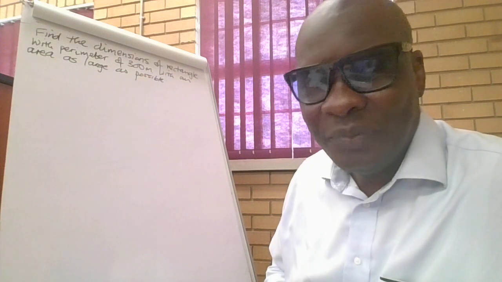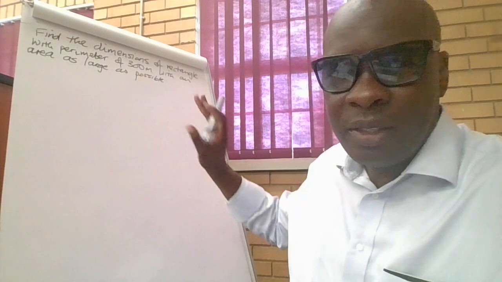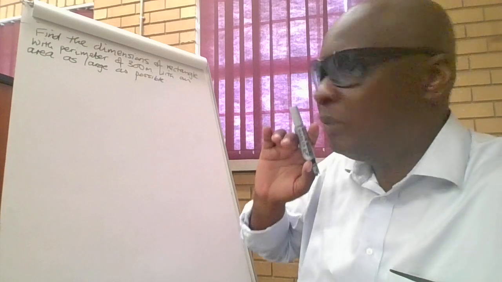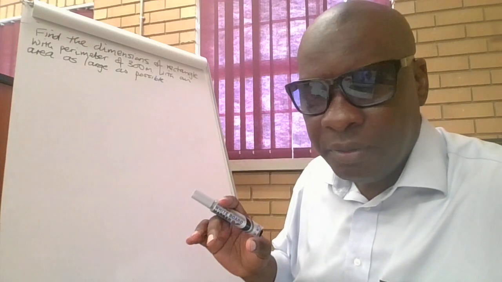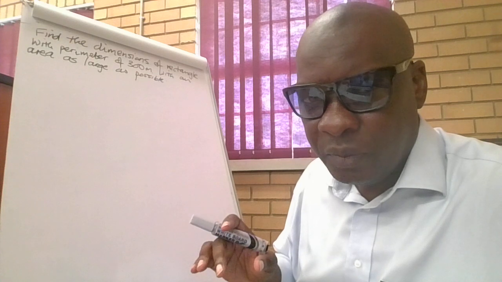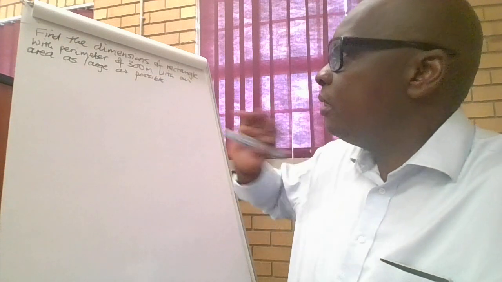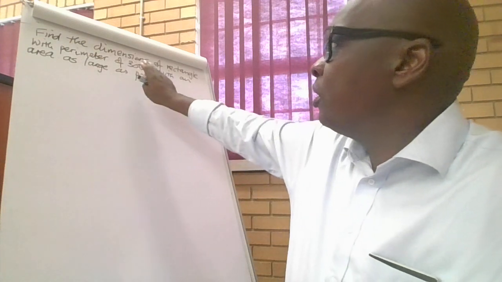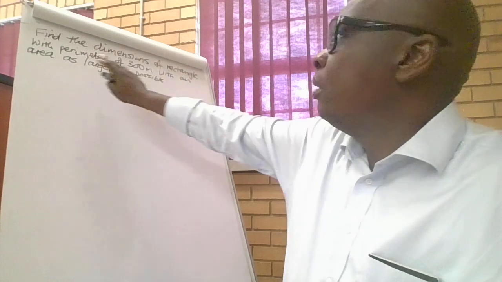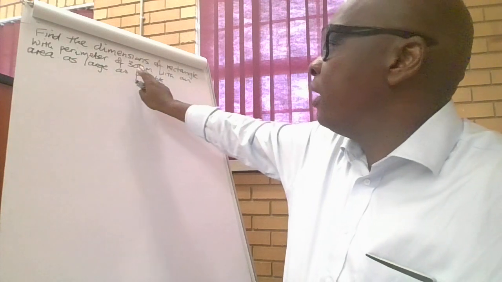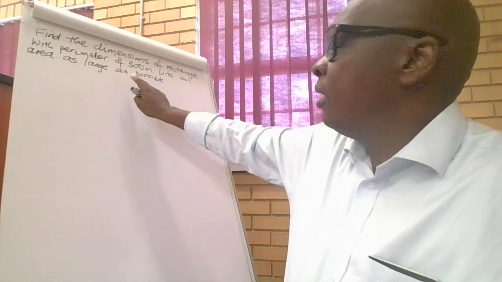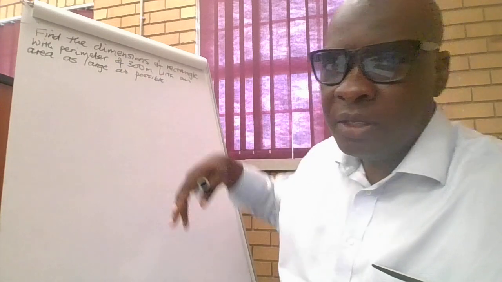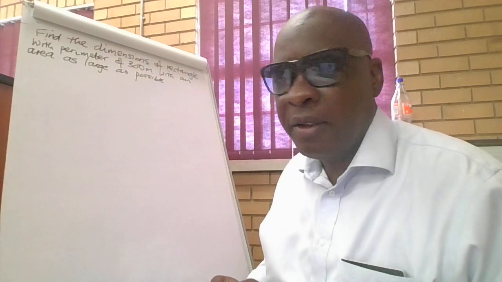Okay, we want to look at this problem here, which involves the application of derivatives. Now, the question reads, find the dimensions of a rectangle with a perimeter of 300 meters with an area as large as possible. So in other words, that gives us a maximum area.